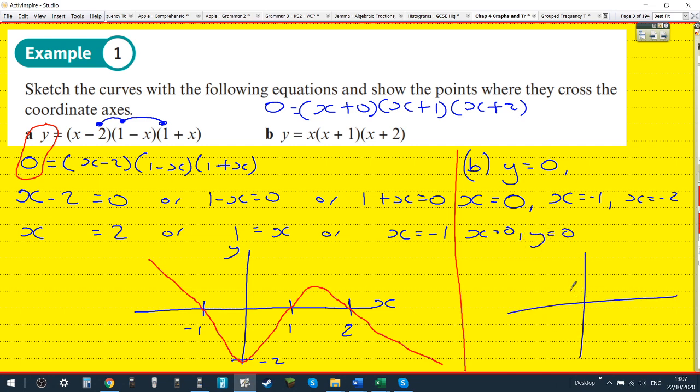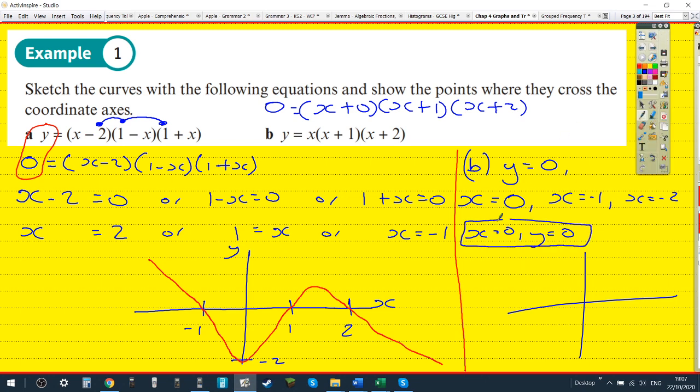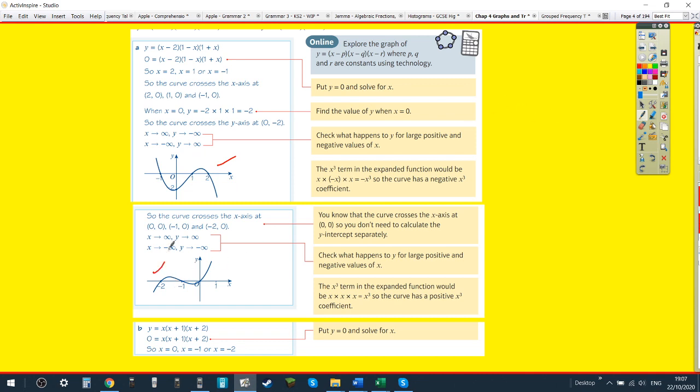What points do we know are on the graph? 0, minus 1, and minus 2 for x. And what's the y-intercept? 0. So that's going to end up going like that. Is that right? Yeah. And there it is, minus 2, minus 1, 0. Great.